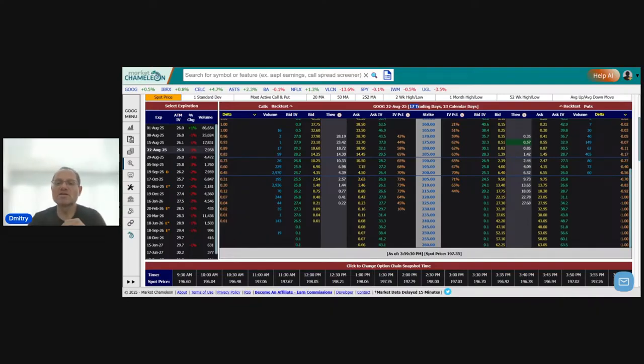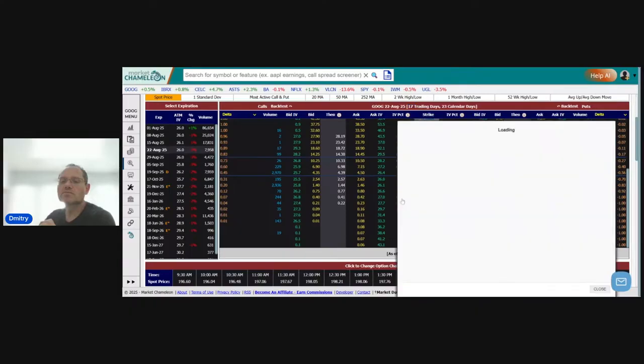Okay, so that's what these IV percentile ranks are doing. So let's do this. Let's click on this 220 call, and this is saying IV percent 64%. So what does that mean? Let's click on this.